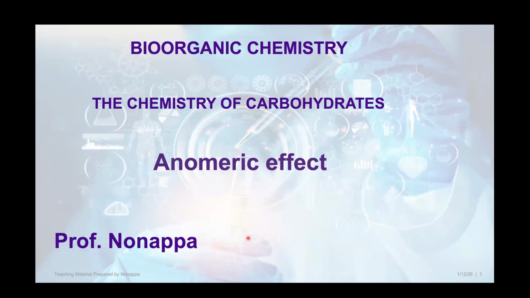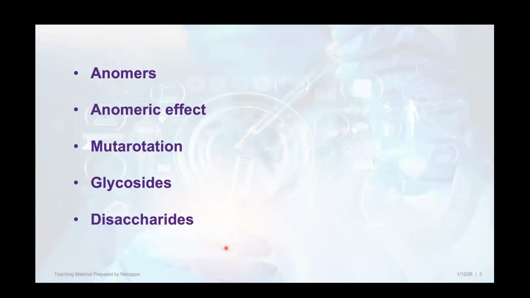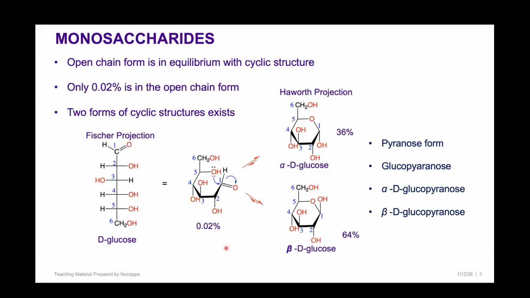In the previous lectures, we have studied what carbohydrates are, how they are classified, and how to interconvert open and cyclic structures of carbohydrates. Today, we are going to look at some of the important properties of carbohydrates, such as anomers, anomeric effect, mutarotation, glycosides, and disaccharides.